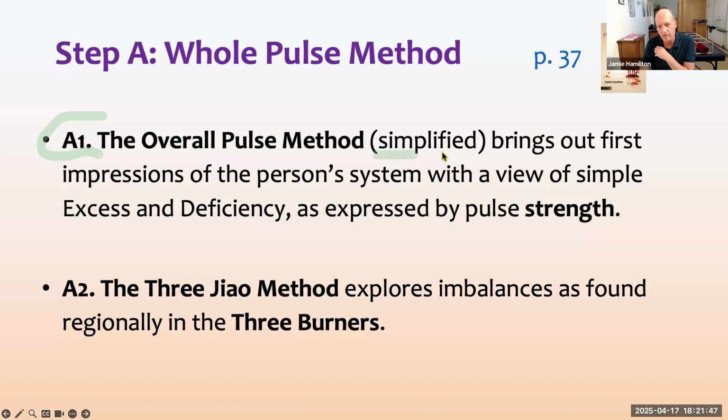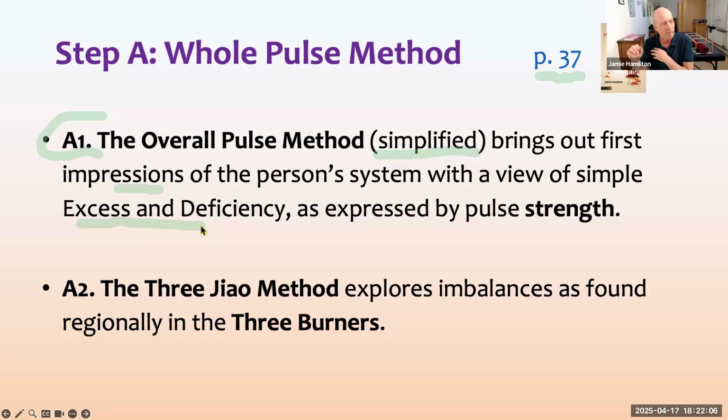And this is a simplified version from what's in the book, because that had a slightly more complex view. But it gives us the first impressions of the person's system. It's a simple excess and deficiency method we use. So this really is straightforward.